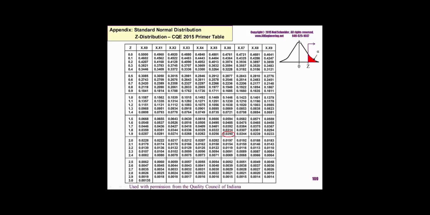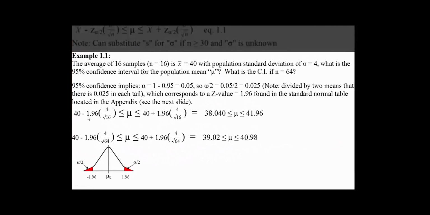Those same probabilities apply to the left side because this distribution is symmetrical about the mean. Next, let's plug our values for our variables into our equation for the confidence interval. We had a sample mean of 40. We said that from the z-table, a z value that corresponds to 0.025 is 1.96, and we multiply that times 4, our process standard deviation, divided by the square root of n, our sample size.